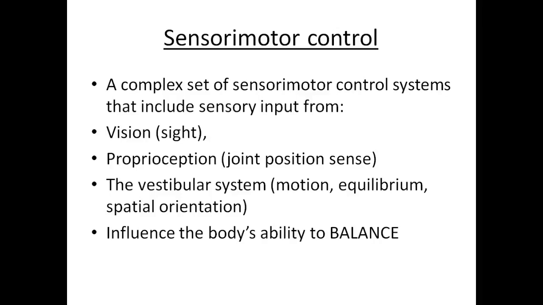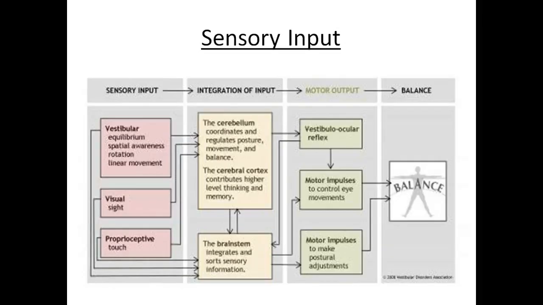So sensory motor control: we've got a complex set of sensory motor control systems that include sensory input from vision, proprioception, the vestibular system, and the body's ability to balance. Balance is that center of mass over our base of support. So we've got the sensory input: vestibular, visual, proprioceptive. Then we've got the integration of the input, to do with the cerebellum, the cerebral cortex, and also the brainstem. Then we've got the motor output.